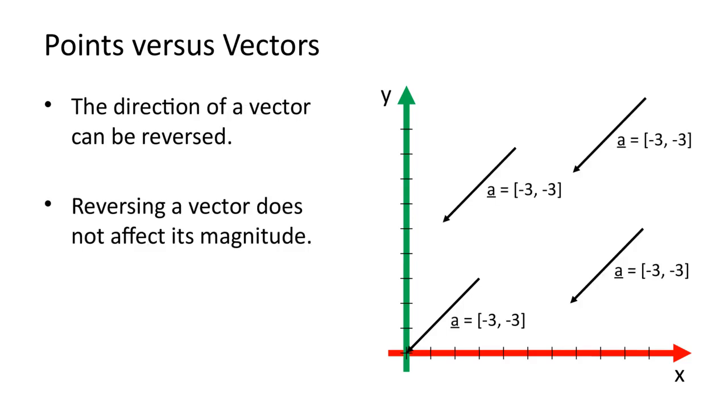A vector can be reversed. Reversing a vector negates all of the vector components. As a result, the magnitude will not change. But the vector direction will change.